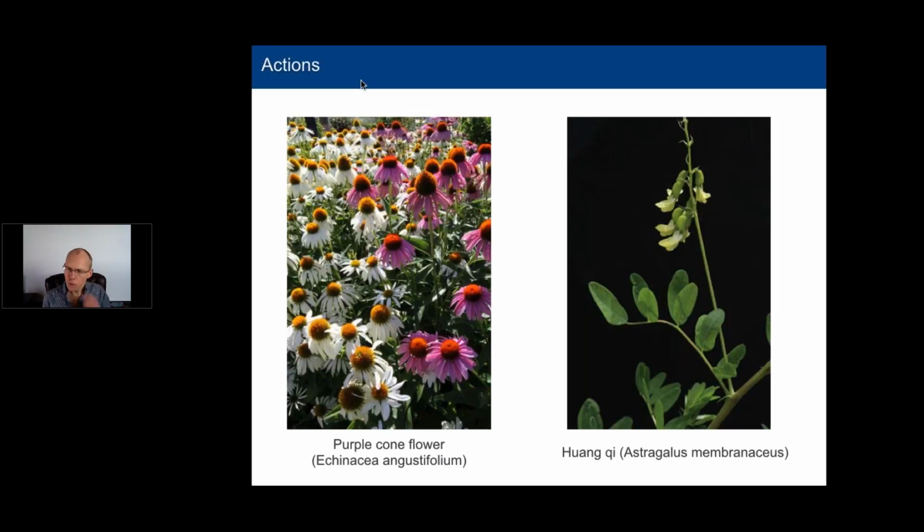I won't go into too much detail on it, but just be aware that the roots and the aerial parts have different phytochemicals in them. So the aerial parts have certain classes of phytochemicals, including carbohydrates and some phenolic compounds that appear to have an immune stimulating effect. And the roots contain other types of compounds called the alkylamines.